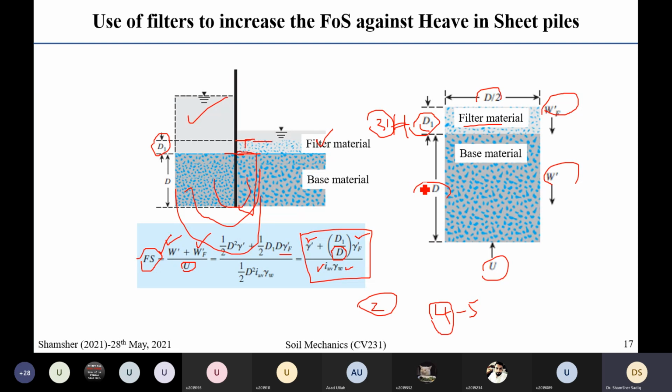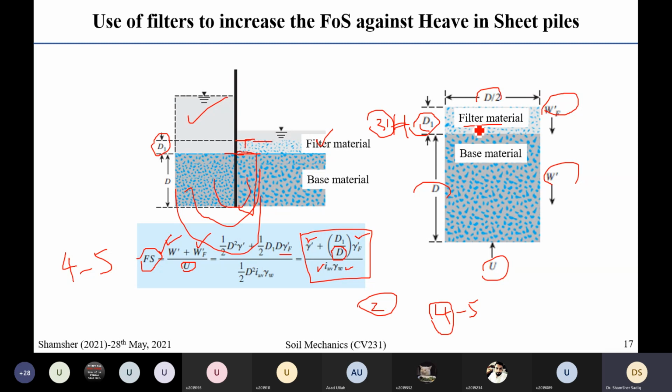So is it clear how to design this capital D1? So you will calculate factor of safety until you get the design value. You will write in your drawing of design that this is the depth of the filter. Now filter material कौन सा होना चाहिए वो हम next slide के ऊपर बात करेंगे.